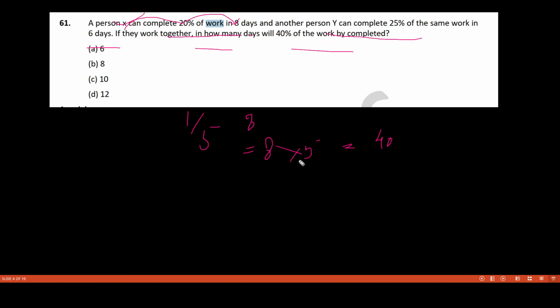Similarly, if we see Y, 25% of the work is completed in 6 days. That means 1 by 4 of the total work is completed in 6 days. So we need 24 days. Y needs 24 days to complete the entire work. And if they work together, in how many days will 40% of the work be completed?